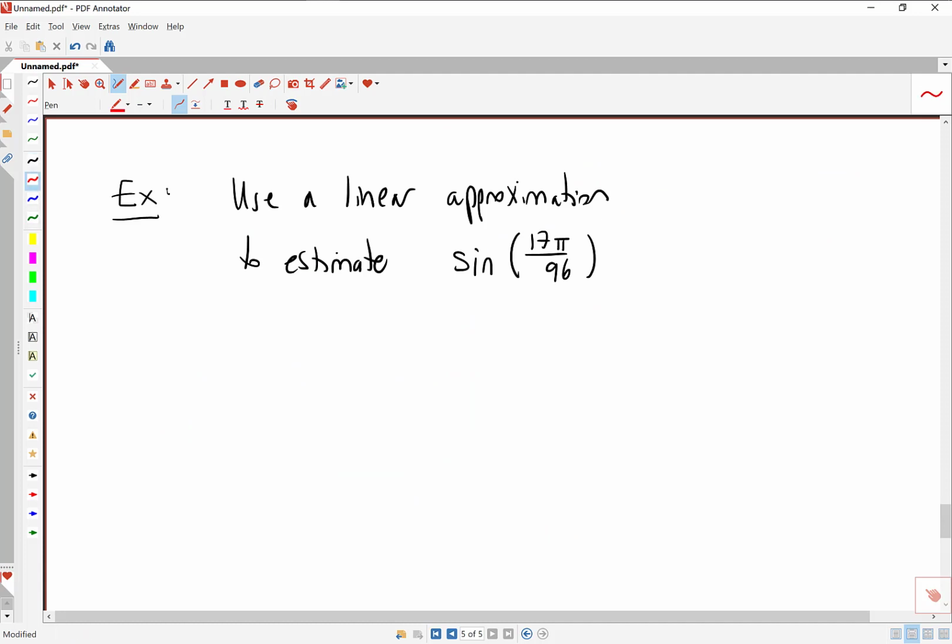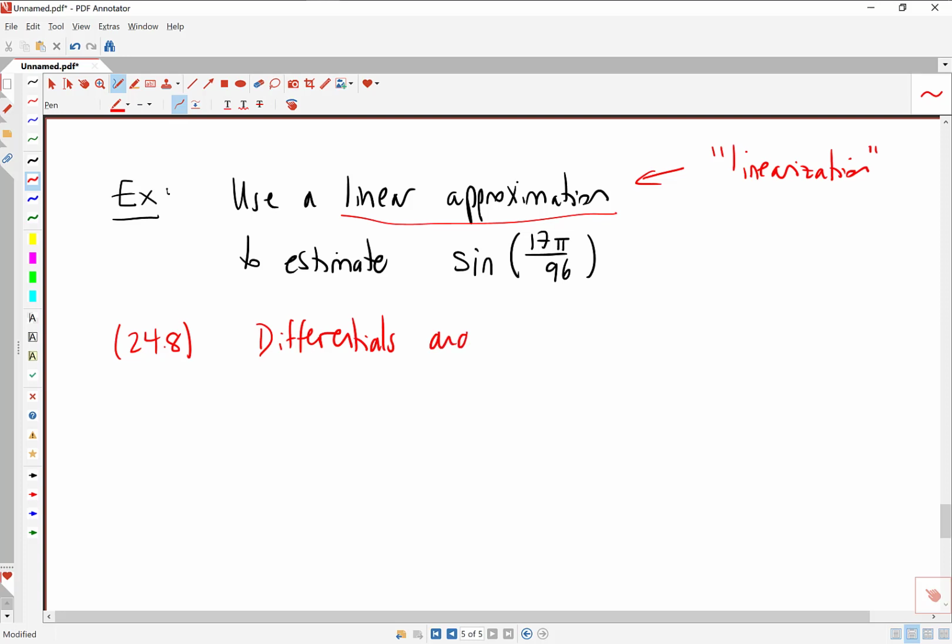So last problem for this section, we are going to use a linear approximation to estimate the value of sine of 17 pi over 96. Just to comment on the wording first, when we say a linear approximation, this is sometimes called a linearization. So the two terms are interchangeable. We could have equally well said use a linearization to estimate this value. So this is from section 24.8. You may remember we did a section on differentials and linear approximation.